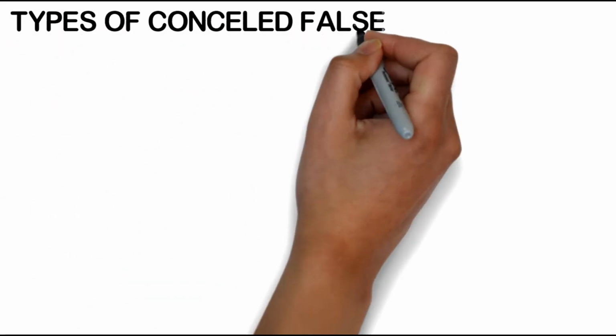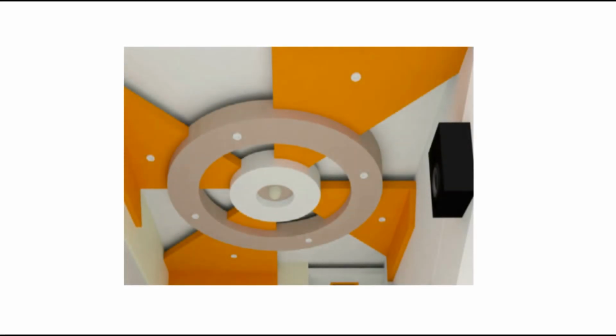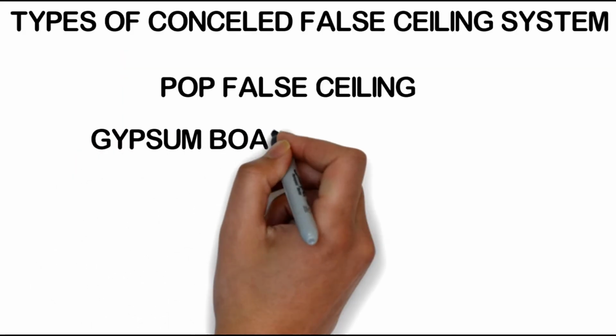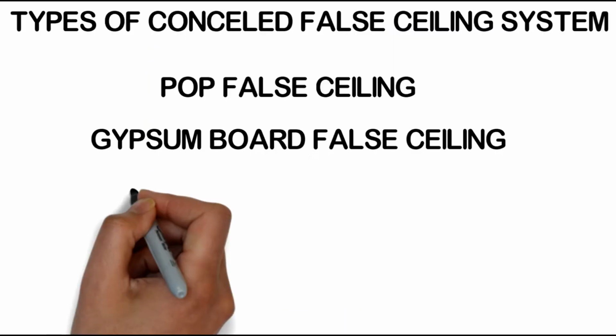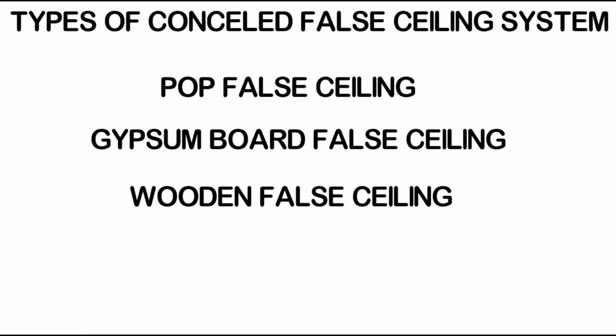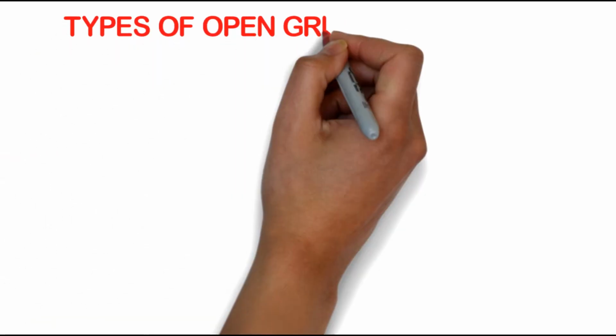Just have a look at the types of concealed false ceiling systems. The POP false ceiling system is the commonly used system. It's a concealed system. Nothing will be seen from the room. And gypsum board false ceiling also gives a seamless feeling and nothing will be shown in the room. And wooden false ceiling, and there are a lot of other ceilings. These are the common types of ceilings which we are mentioning.